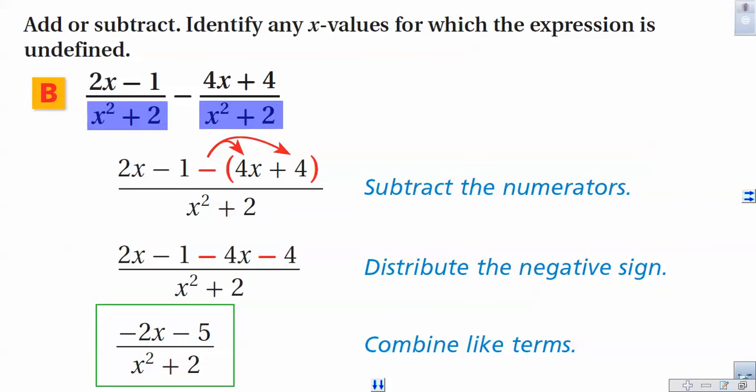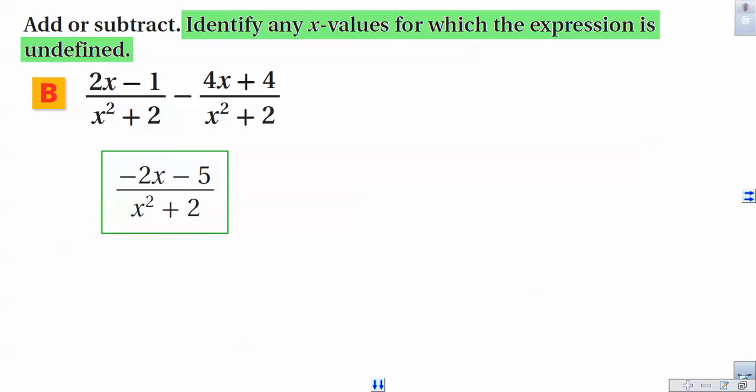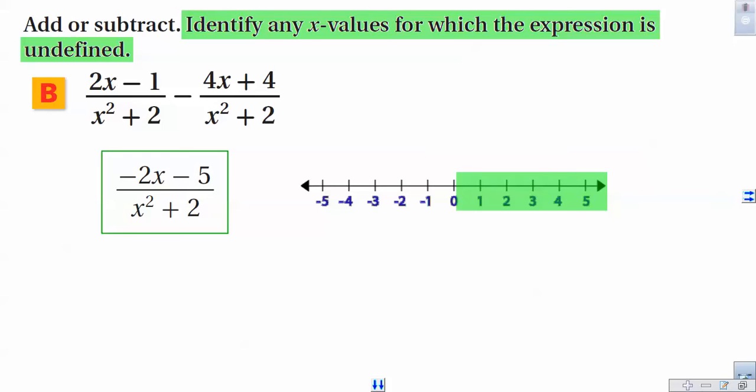Now, what about the undefined stuff? Take a good look at this denominator here. This denominator is x squared plus 2. Are we going to be able to find an undefined value? In other words, can we find a restriction for this denominator, a value that will make this denominator 0? I don't think so. Let's picture the number line. Think of any positive number and plug it in for x. The positive squared is going to be a positive. When you add 2, we're going to get nothing but positive numbers. We're never going to get 0.